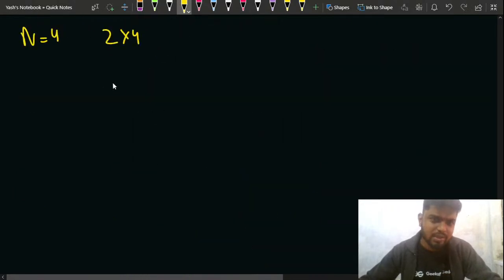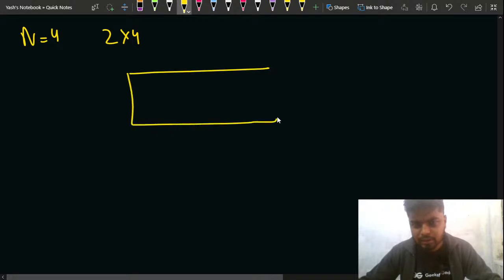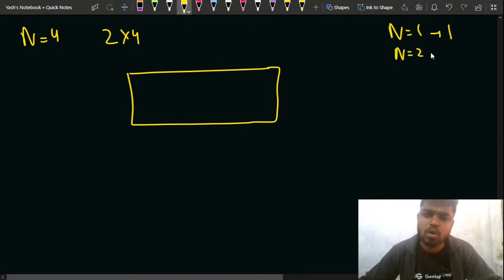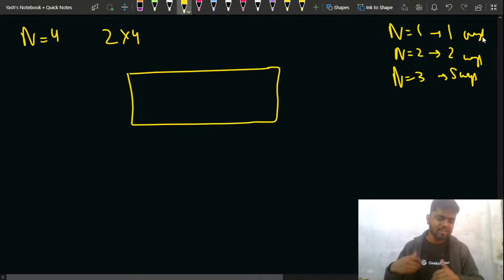Now the question comes, what will happen when n is equal to 4, right? So here you can notice, if n was 1, there was one way. If n was 2, then there were 2 ways. If n was 3, then there were 5 ways, right? These were the number of ways for this much. Now can we try to generalize it?